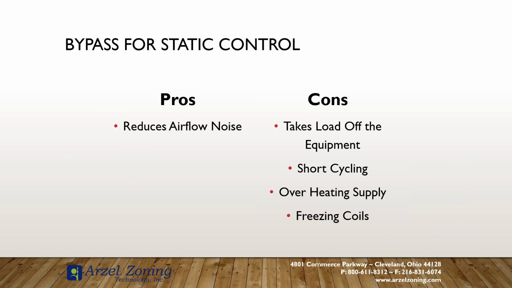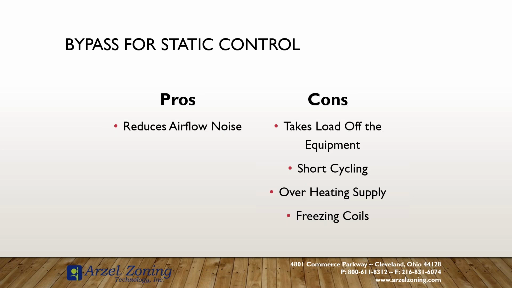All right. So the pros of static pressure. Well, the pros of bypass control. And when we use bypass control, the only real pro to it is for reducing airflow noise. If we use it as a means of static pressure control for ductwork that's already too small, we're going to run into other problems later on. So if our ductwork is designed appropriately, but we have a small zone, then bypass can be an effective means to reduce that airflow noise and to ensure that we're not causing a nuisance issue for our customers.